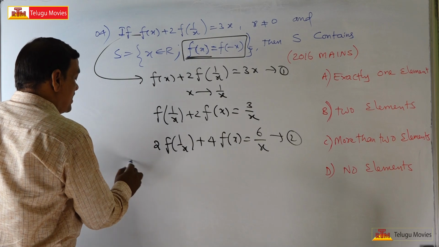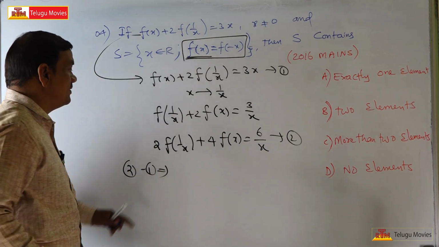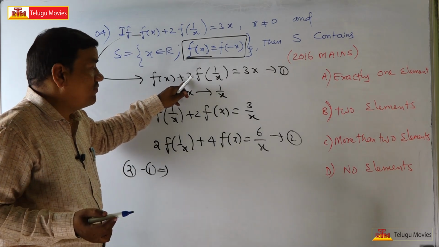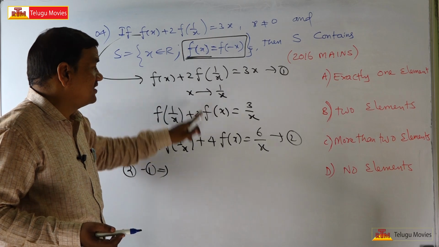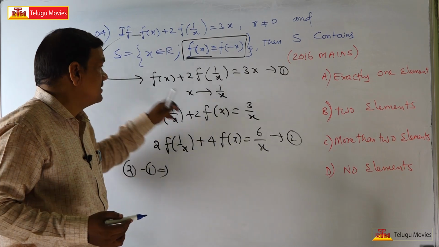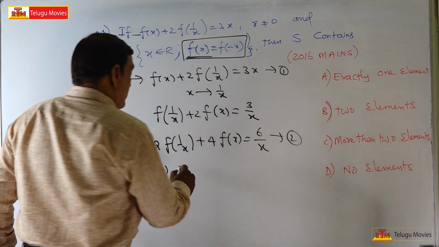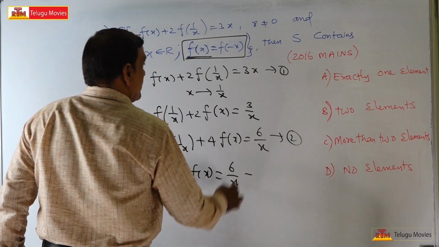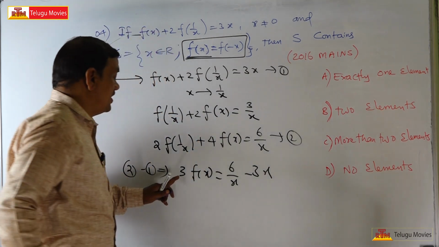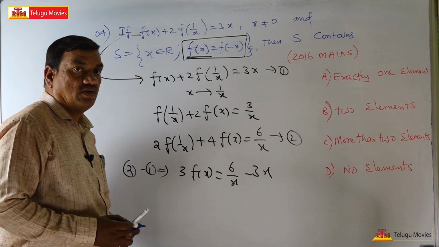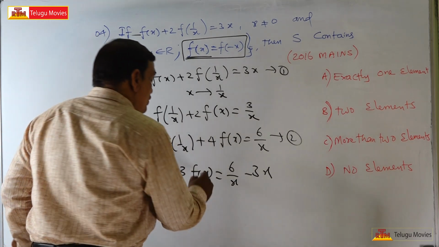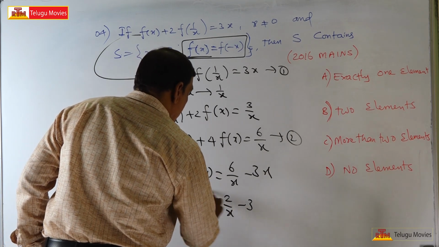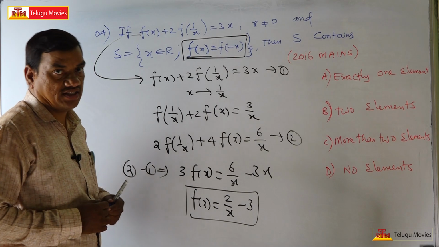So very nice. Second equation minus first equation. See here, 2 times f of 1 by x minus 2 times f of 1 by x will get cancelled. 4 times f of x minus f of x will become 3 times f of x. This is 6 upon x, this is 3x. Here 3, 6, 3, all are multiples of 3. So therefore you can write it as f of x is equal to 2 by x minus x. So this is your f of x.